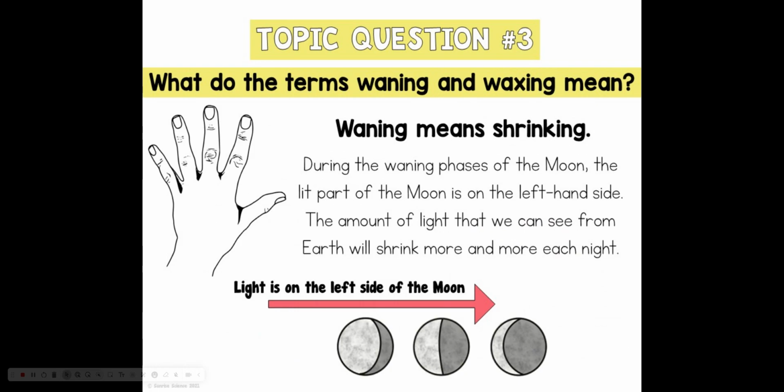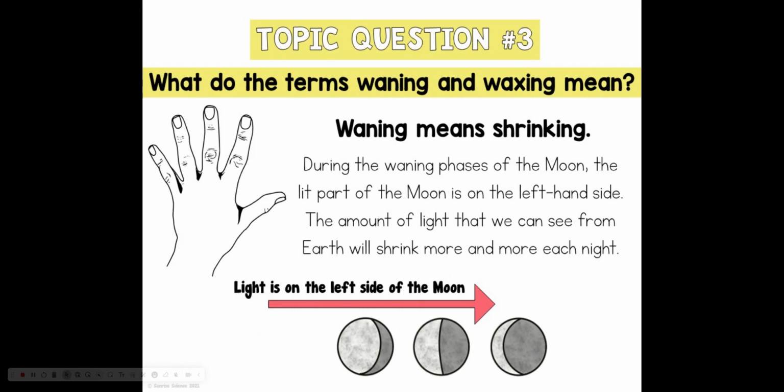So topic question number 3, we have 2 additional vocabulary words we are going to need to know. One is waning and one is waxing. So waning means to be shrinking. So if I say you're waning away, that means that you are slowly withering away to nothing. You're not eating, you have no energy. So with waning here, it means shrinking and the light is getting smaller.